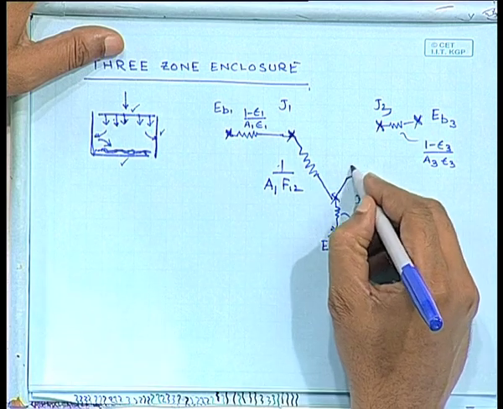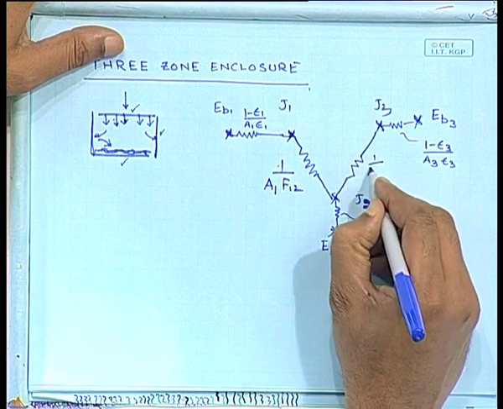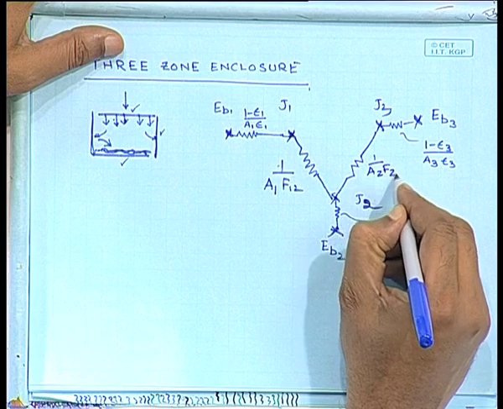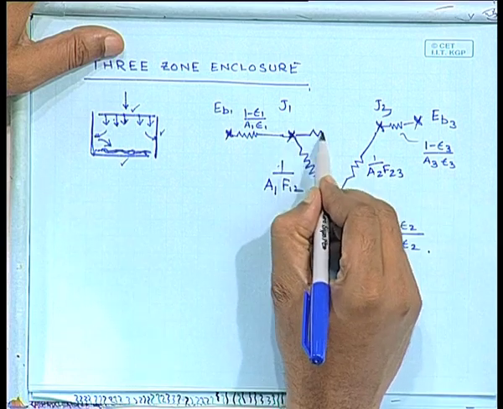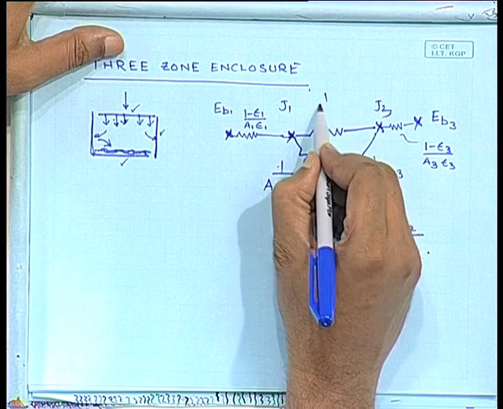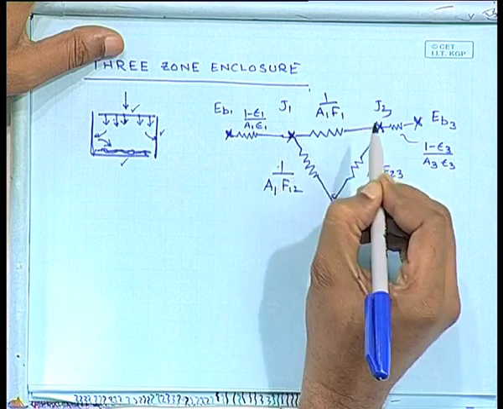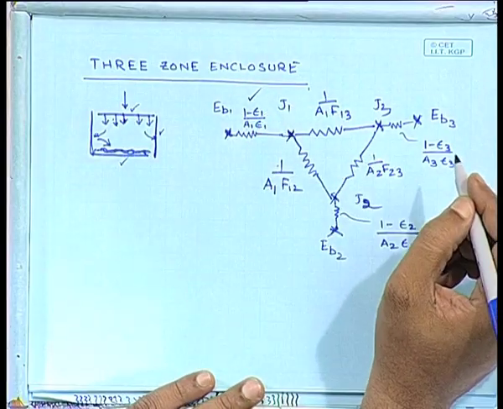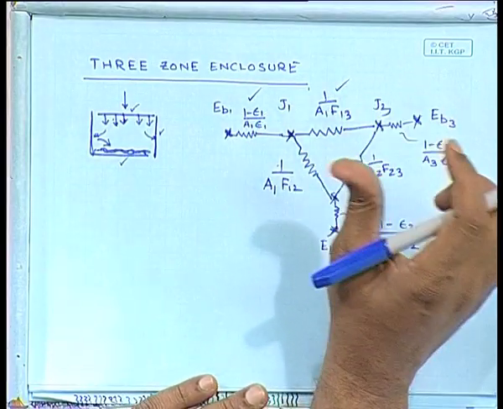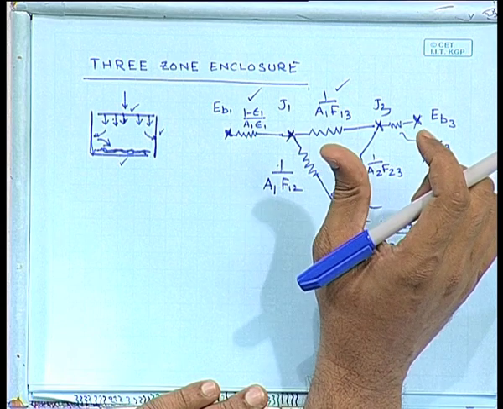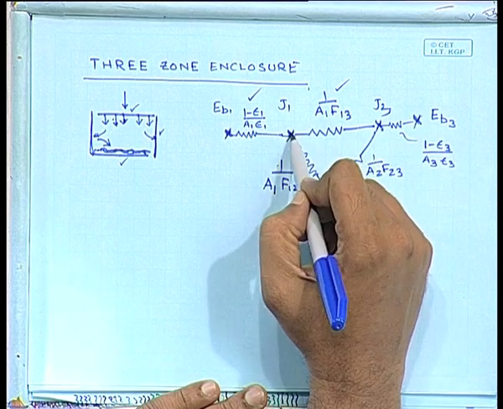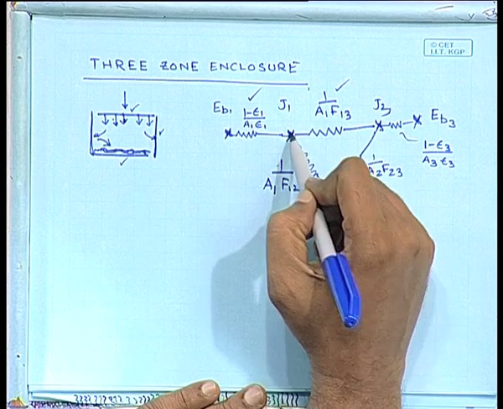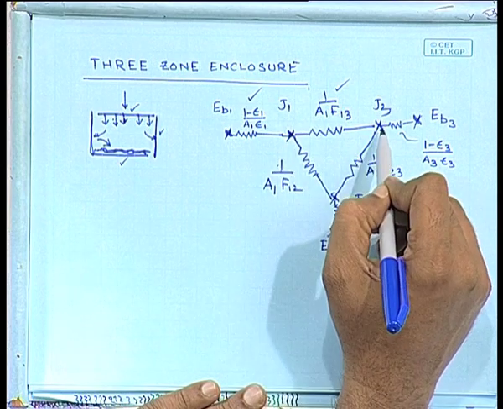2 is going to interact with 3 through a resistance 1 by A2 F23, and 1 is going to interact with 3 as if it is 1 by A1 F13. So, that completes our circuit for a 3 zone enclosure. So, one part is the surface resistance and second is the interaction between the 2 surfaces. Now, you understand that this is interaction between 1 and 3. We also know that 1 can interact with 2, 2 can interact with 3.